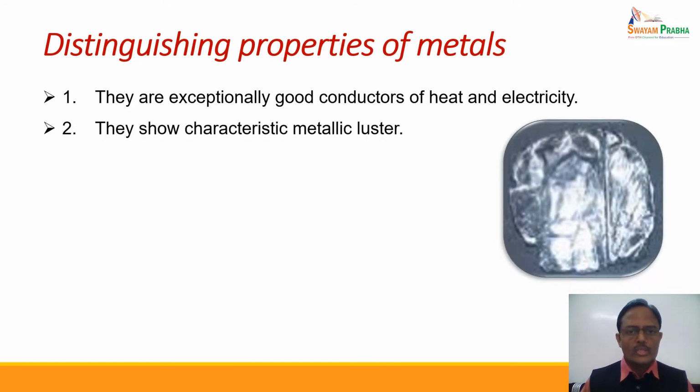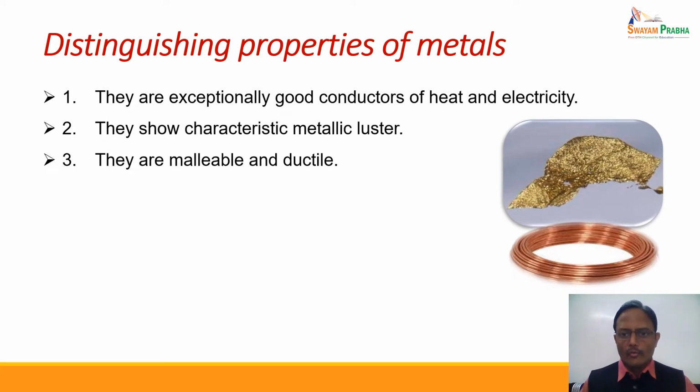Secondly, mostly the metals have a tendency to show characteristic luster. Luster is a shining property. The surface of the metal is generally highly shining. You can imagine the situation like the metals like gold, silver, copper, they have got characteristic color which is having very good shining of its own.